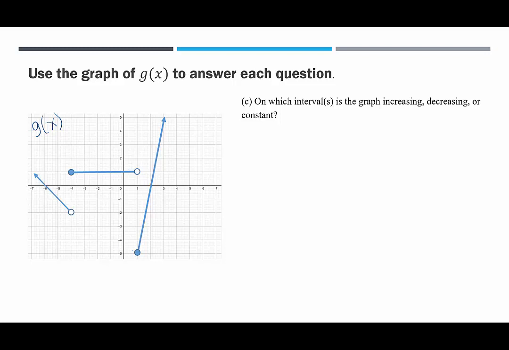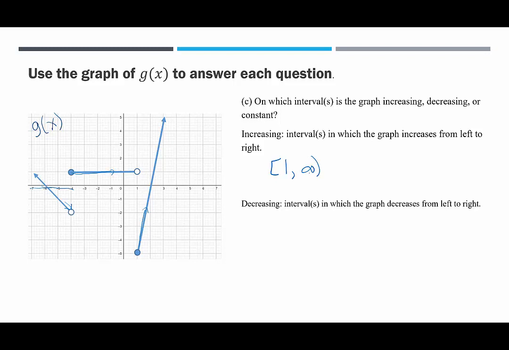Here we're looking to see on the intervals in which the graph is increasing, decreasing, or constant. Where is the graph going up from left to right? If I scan along the graph, it's going down here. It's not going up or down here, it's going up here. So that's the interval on which the graph is increasing. That interval starts at 1. When we do these intervals, we use the x values. So it starts at 1, and 1 is included because there is that closed circle. And then it's going to increase as long as x is getting bigger and bigger, which is going to take us to infinity. So the interval in which it's increasing is x equals 1 to infinity.